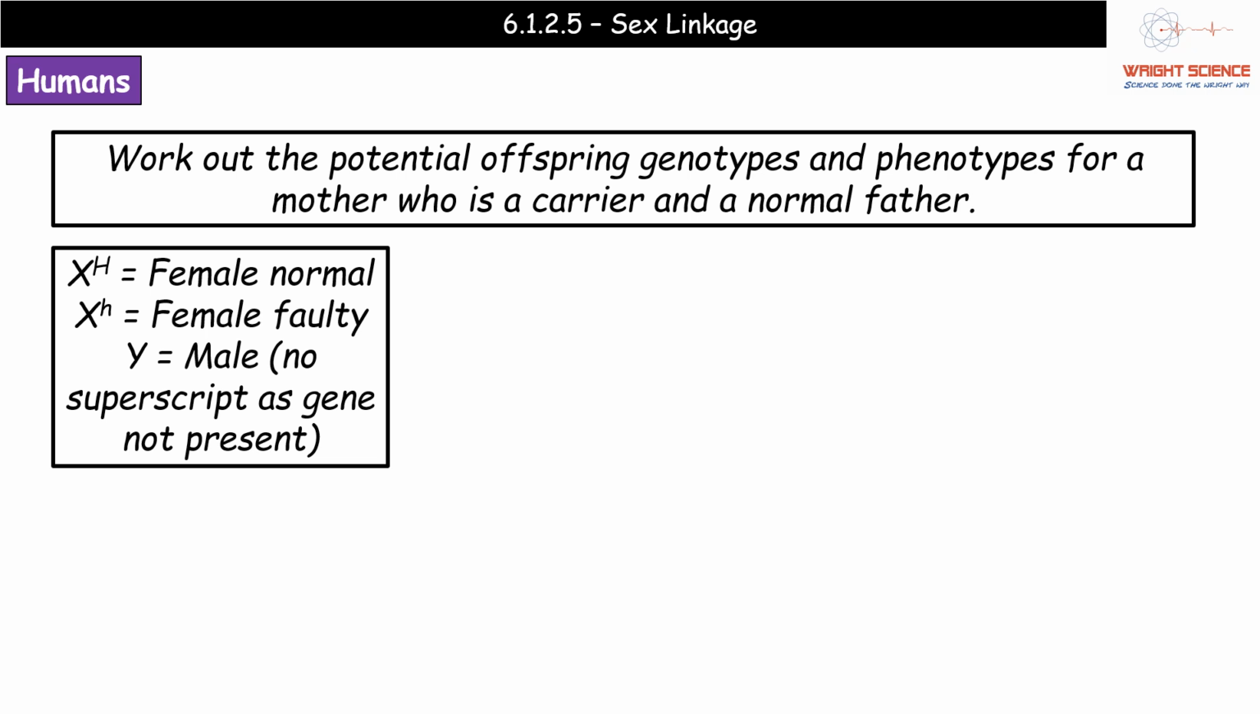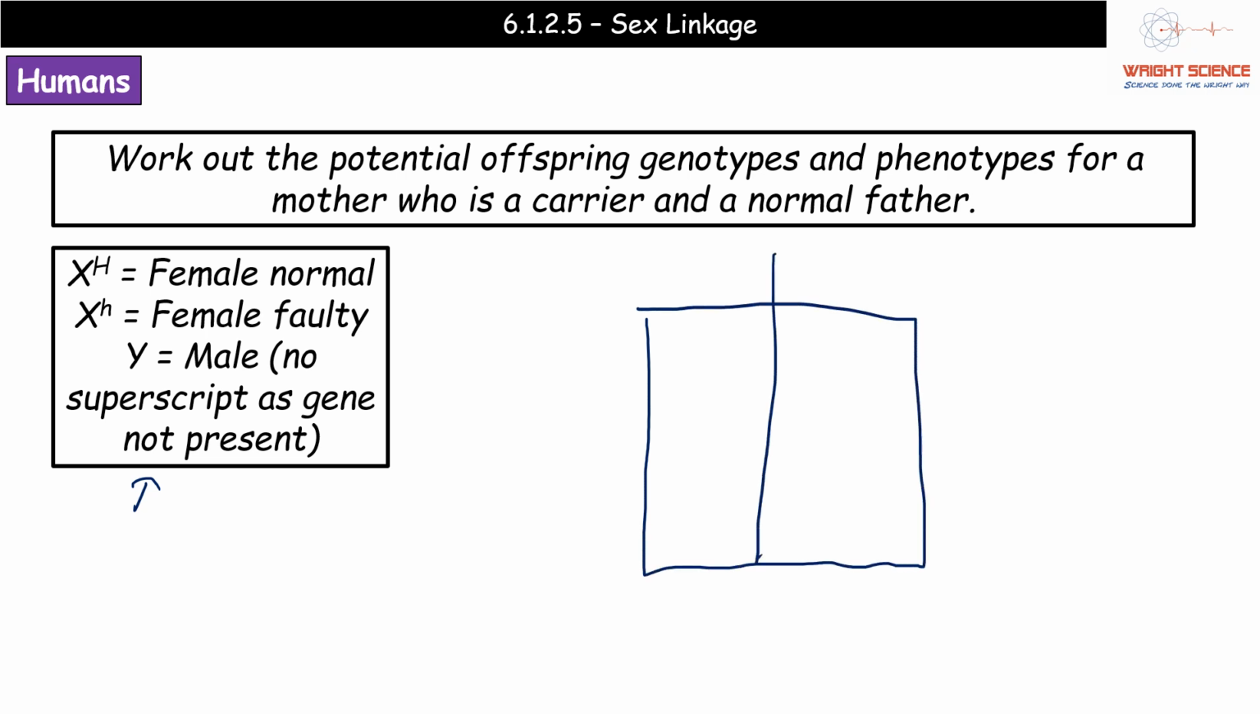So what I've done in this little box here is just given you that key notation. X is telling us it's the X chromosome, and if we've got a capital H, then that is a normal female. An X with a lowercase h is the faulty female, and Y, no superscript needed because that gene doesn't exist, just tells us that's the male chromosome. Okay, first thing to do then is let's get our little Punnett square set out. And again, you can draw these in the exam, that's absolutely fine.